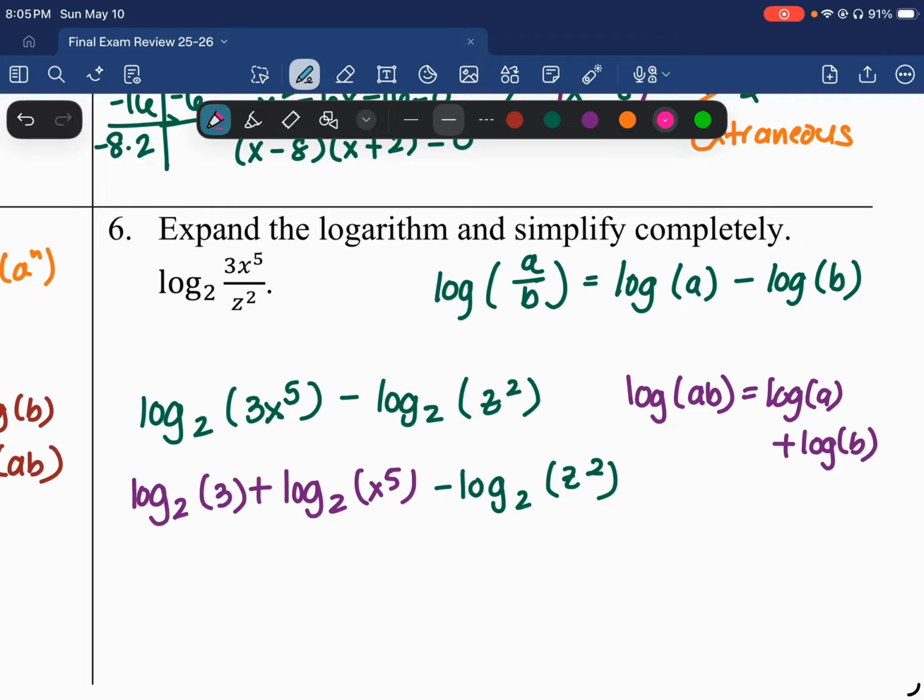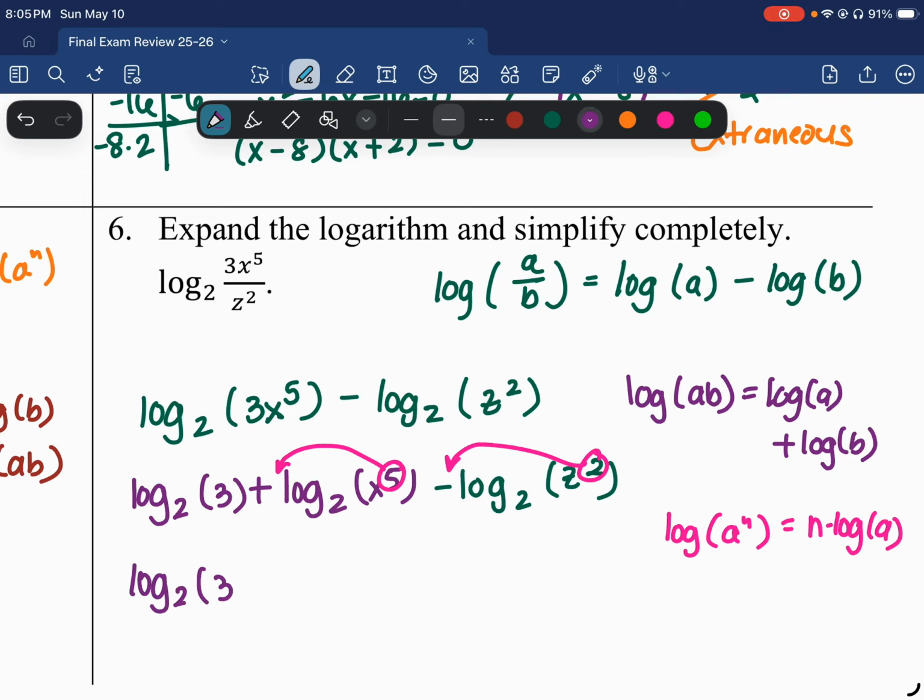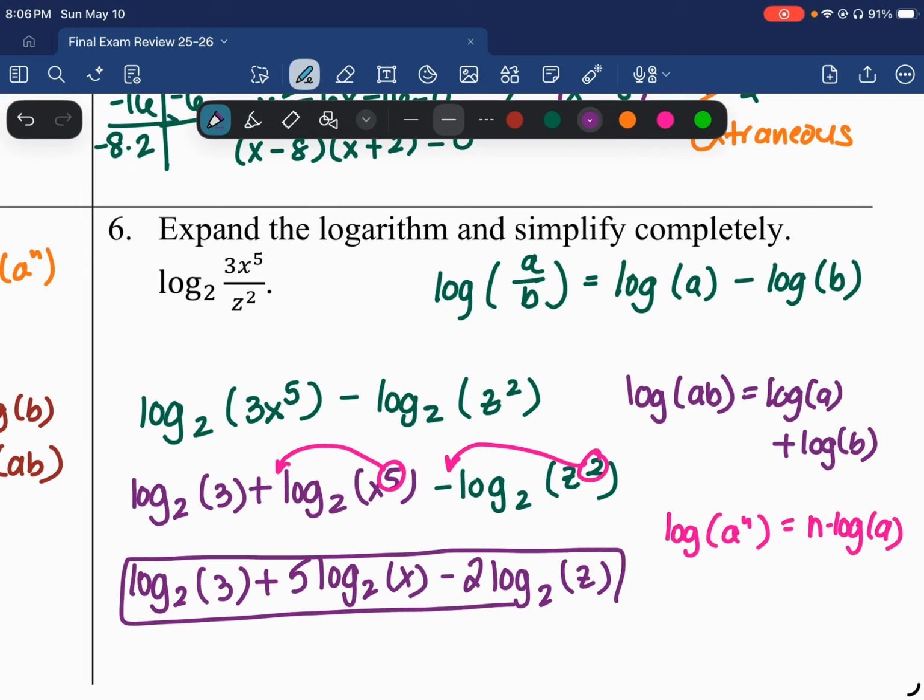Now we can perform the power rule on any exponents that might be on the logs. The power rule says, again, if you have a to the n on the inside of a log, the exponent can come down in front and multiply to the logarithm. So this 5 will come down to the front and multiply. This 2 will also come down to the front and multiply. So we have log base 2 of 3 plus 5 times log base 2 of x, so that used to be the exponent, minus 2 from the exponent, log base 2 of z. And because each logarithm has a single number on the inside, that will be the fully expanded expression.